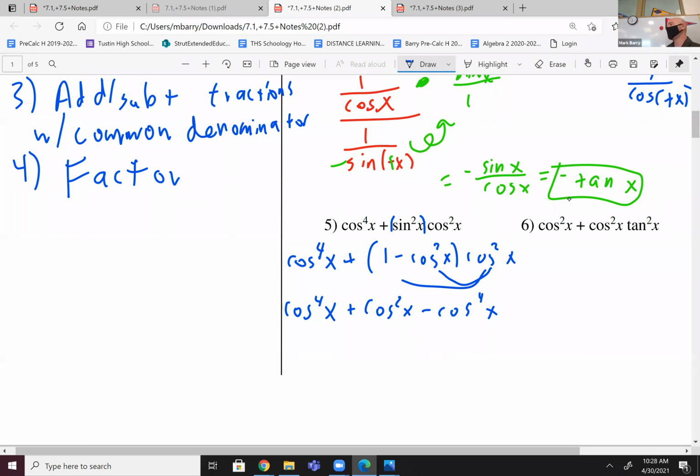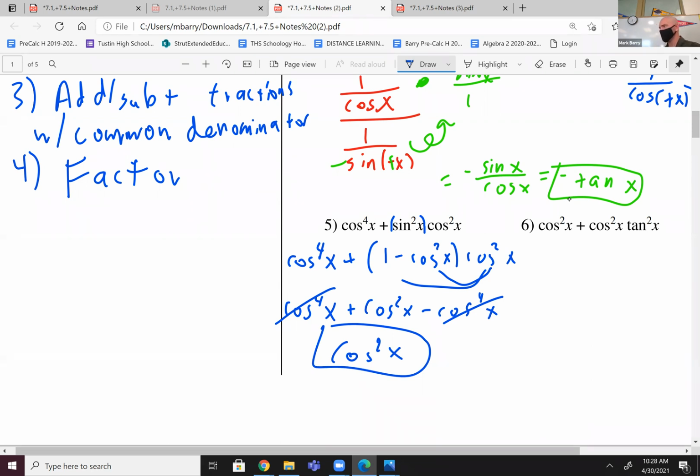Now I have one more step and I'm done. And it's actually, I think, a super easy step. Combine like terms, right? What's cosine to the 4th minus cosine to the 4th? It's 0. They cancel out, right? So all I'm left with is cosine squared x. I'm done.